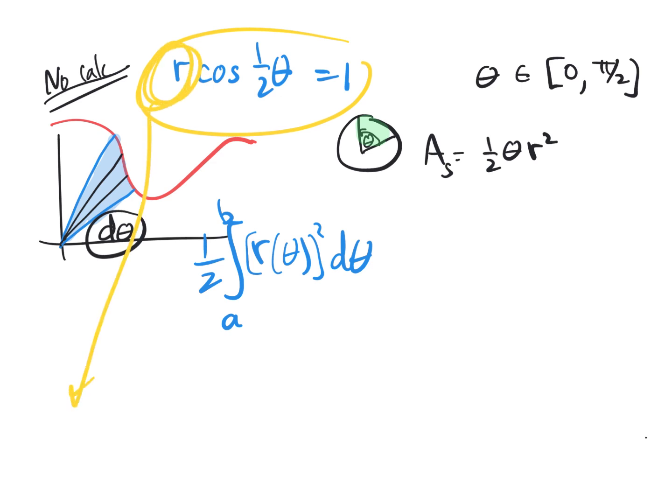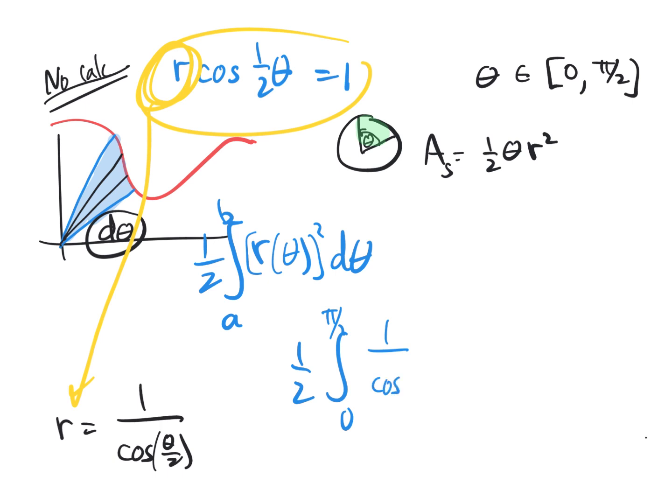That's pretty easy. We just divide both sides by cosine of 1/2 of theta, or cosine of theta over 2. So the right side is 1 over cosine of 1/2 of theta. All right, so our answer then to the area problem is 1/2 the integral from 0 to pi over 2 of that squared. So 1 over cosine of theta over 2. This is our r value, so we're going to square that, d theta.